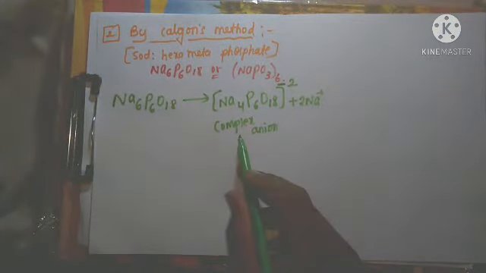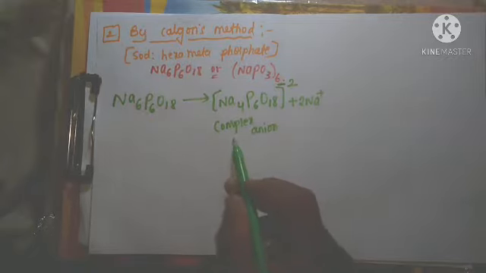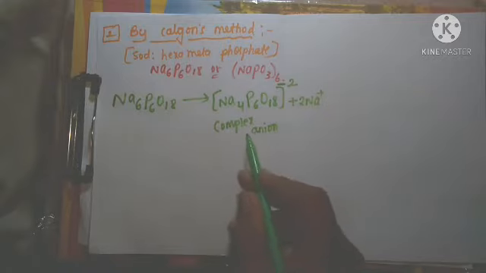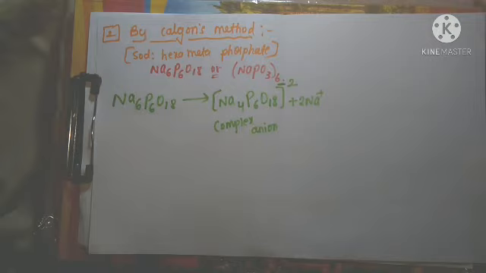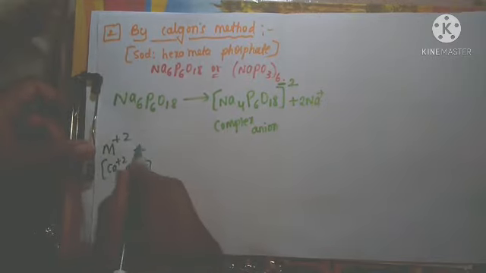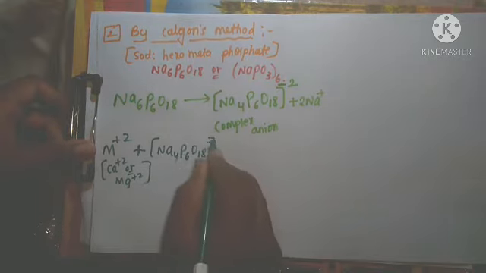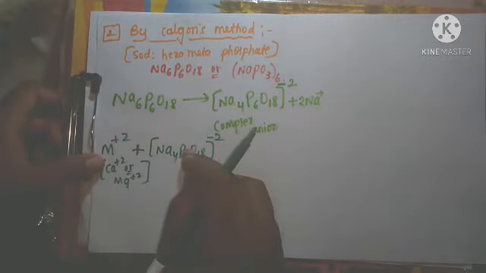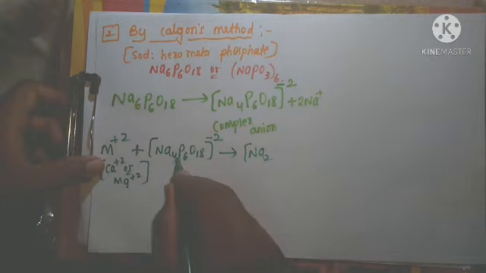Here it is. When this complex anion comes in contact with the calcium and magnesium present in the hard water, it will form an insoluble complex. That is what I am writing here. Just check. M plus 2 means maybe Ca plus 2 or Mg plus 2. When this comes in contact with the complex anion formed by Calgon, Na4P6O18 minus 2, here a minus 2 charge is there and here a plus 2 charge is there. Therefore, this will attract the M plus 2, and it will form Na2. Again, I am removing 2 Na. Don't forget.